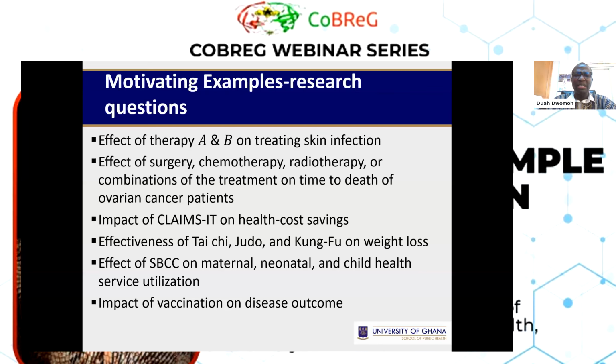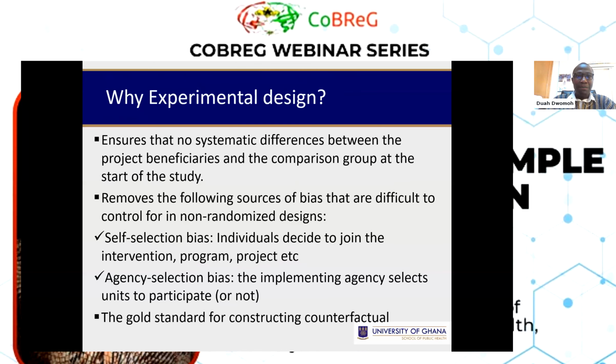It can also be the impact of vaccination on disease outcomes. So in the context of clinical trials, where you want to examine the effectiveness of vaccination on a certain disease outcome, we do what you call randomized control trials. In the context of randomized control trials, you have human subjects. So you randomly assign these human subjects into those that will benefit from the vaccination and those that will not get the vaccination, but rather get the placebo. So we have some examples of specific research questions on experimental study design.